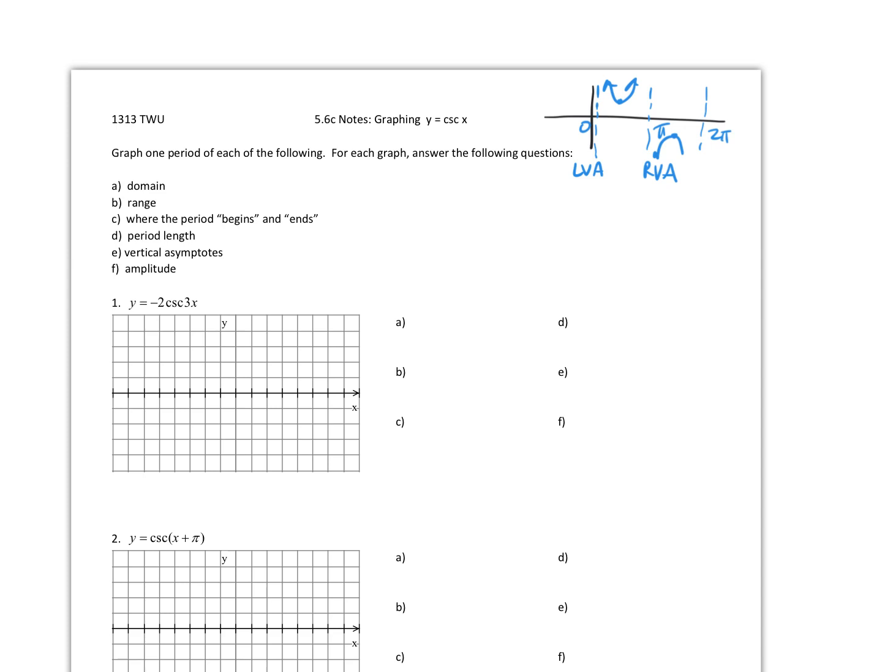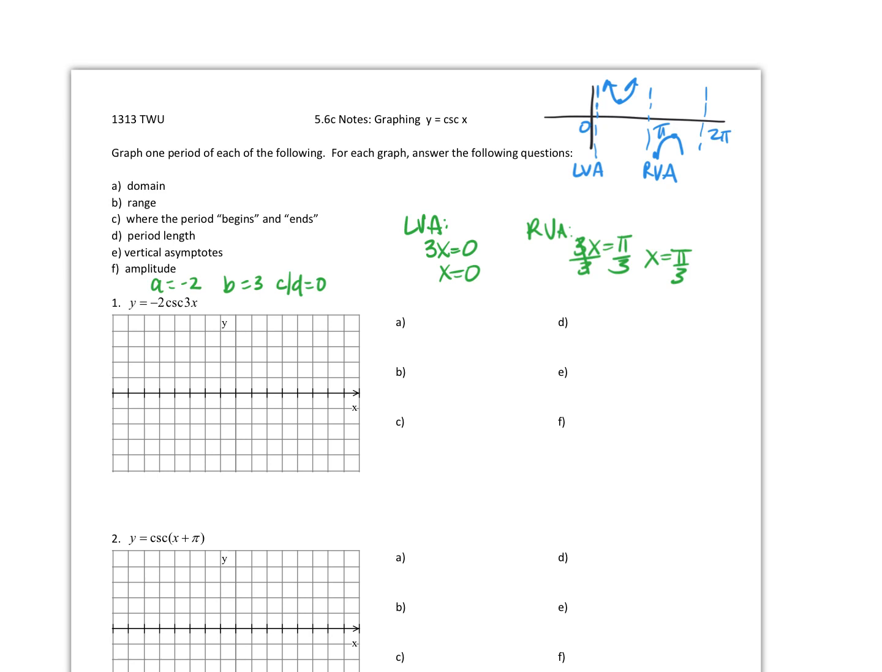So let's break this first thing down. Let's look at our values here. So A is -2, B is 3, C and D are both 0 in this example. So if I do my left vertical asymptote, I'm going to do 3x equals 0. Okay, divide by 3, I have x is 0. For my right vertical asymptote, I'm going to do 3x equals pi, divide by 3, so x is equal to pi over 3. All right, so that tells me where my asymptotes are going to be.